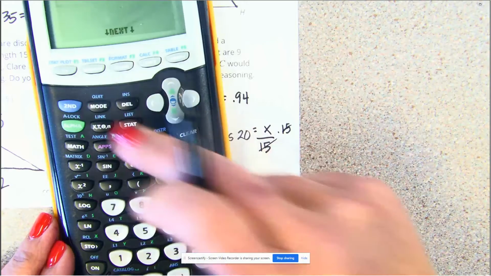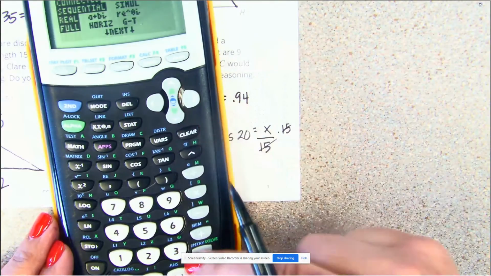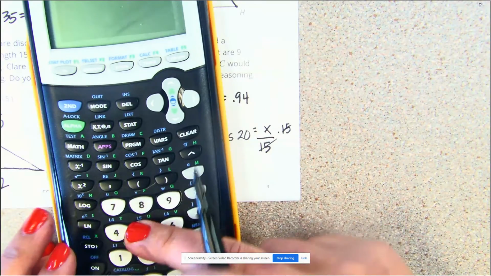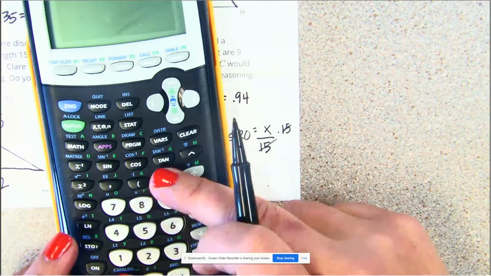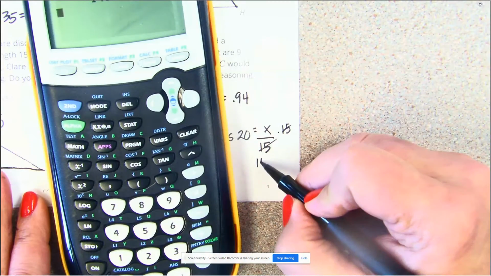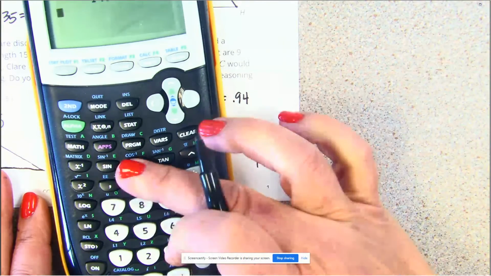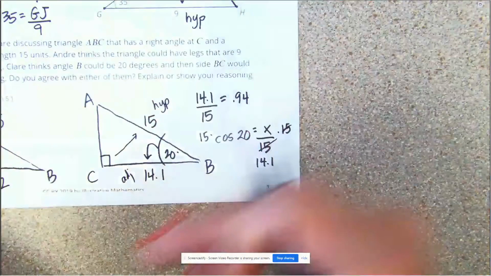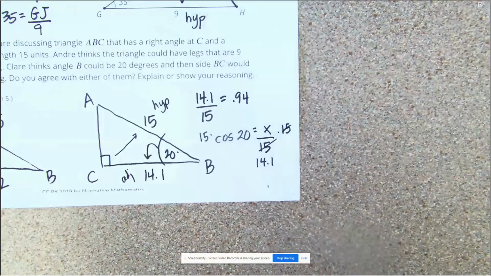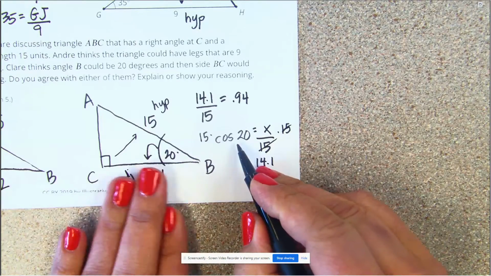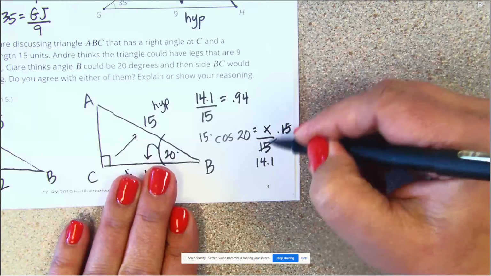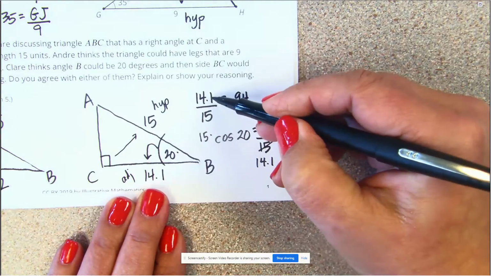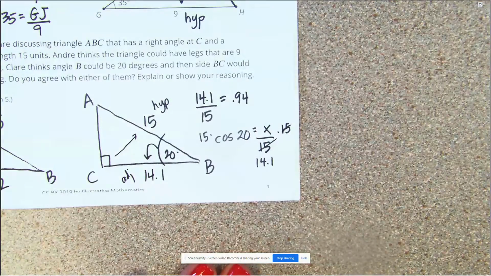You know what? This calculator's in the wrong mode. Oopsie daisy. The cos, 15 times the cos of 20, 14.1. Yep. So using the trig function on my calculator, using cosine of 20, and pretending I didn't know what that was, it does come out to be 14.1. And 14.1 divided by 15, yep, it works too.